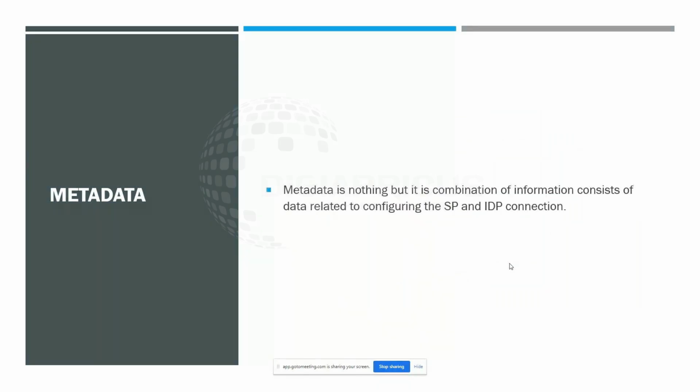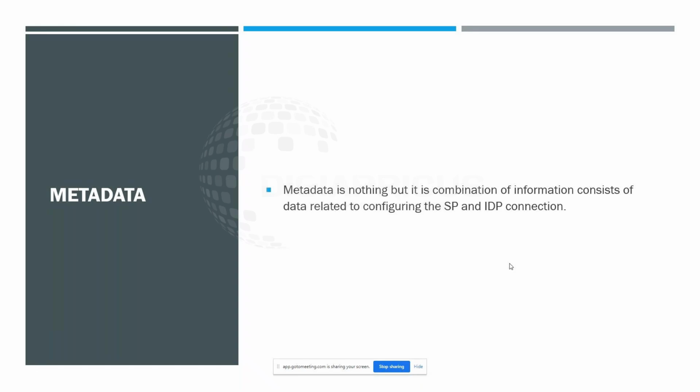Okay, so there are three ways in our PingFederate that we can configure the metadata. One is manually, one is through a file, one is through a URL. So that means metadata can be shared as a file, metadata can be shared as a URL, or without the metadata. So one is without the metadata, one is metadata as a file, and the next one is metadata as a URL.